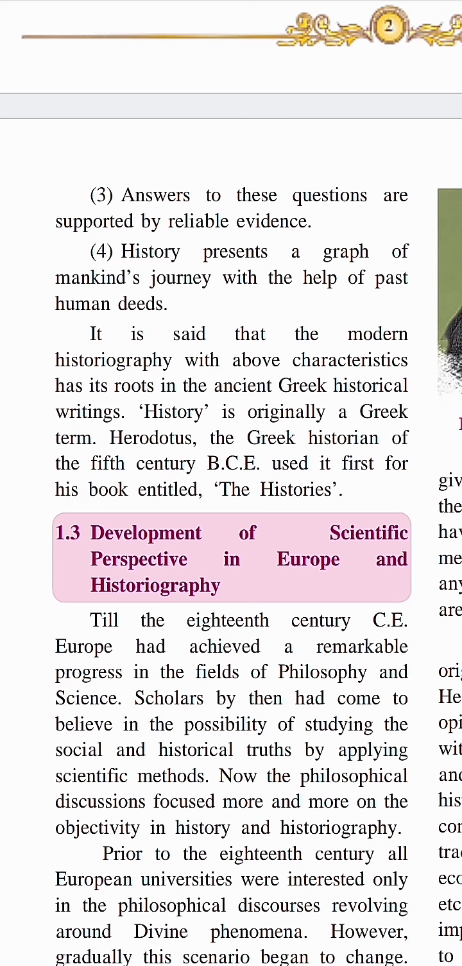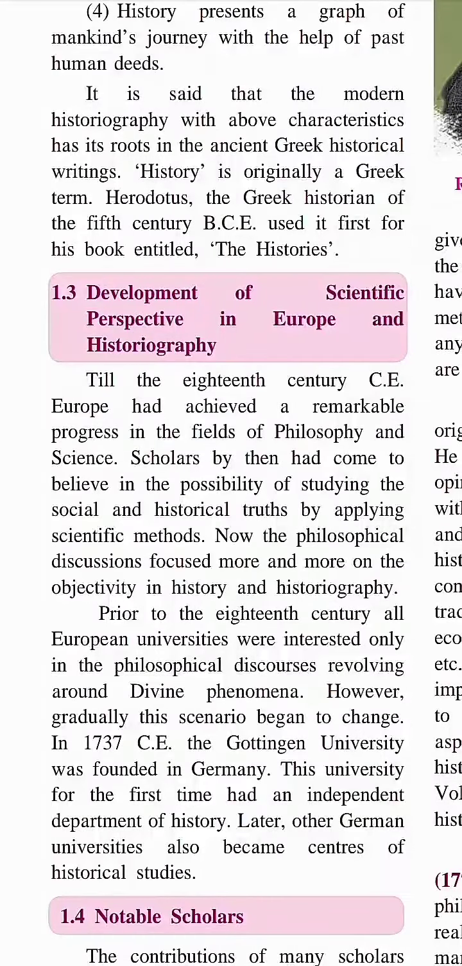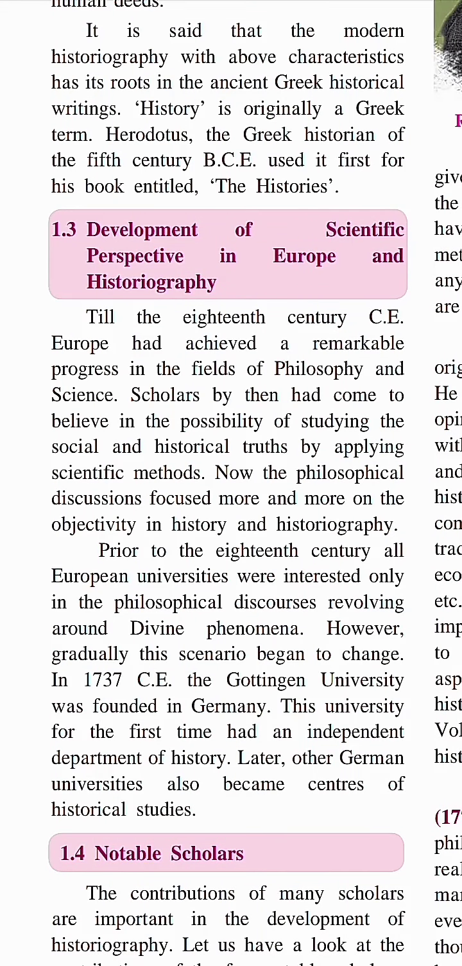Now, my dear students, further we will see the development of scientific perspective in Europe and historiography. Till the 18th century CE, Europe had achieved remarkable progress in philosophy and science. They believed that only in philosophy and science could they make remarkable achievements. But it was wrong. There were some scholars who believed that it was possible to study social and historical truth by applying scientific method. Philosophical discussion focused more and more on the objectivity of history and historiography.